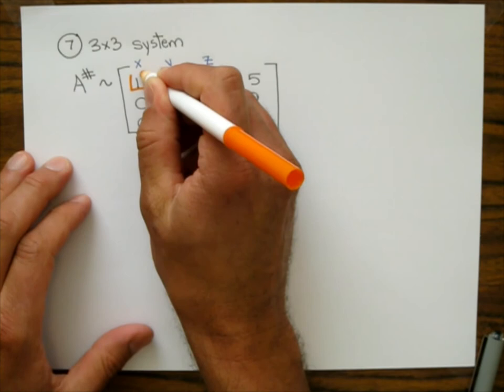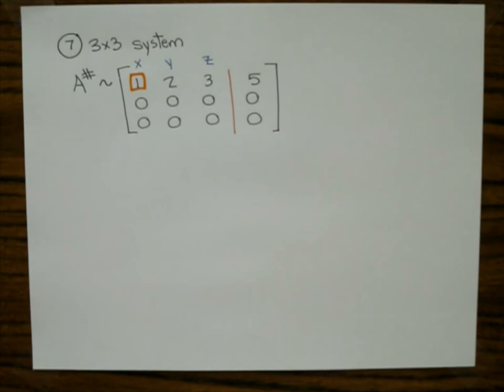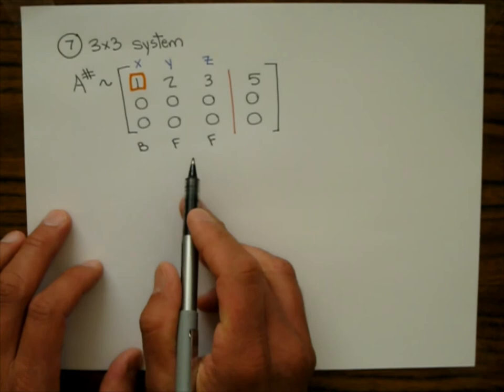Well, I have one leading one. By the way, this is also reduced row echelon form, but maybe I shouldn't have said that. So that means for the first variable, we're going to classify that as bound. X is bound, Y is free, Z is free. So since Z is free, I'm going to let Z equal T.